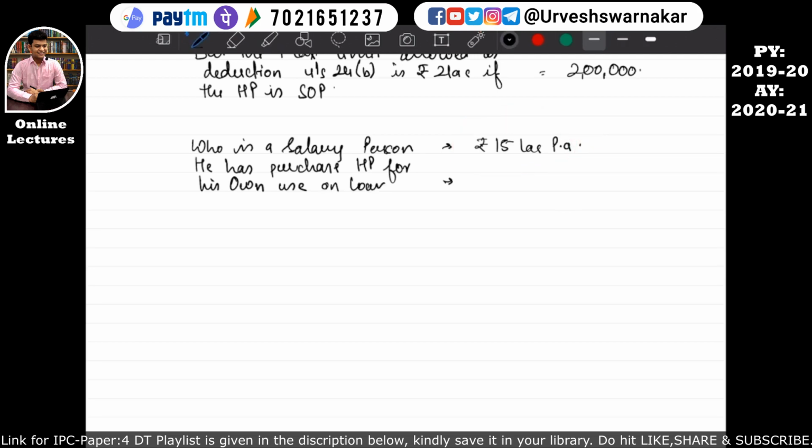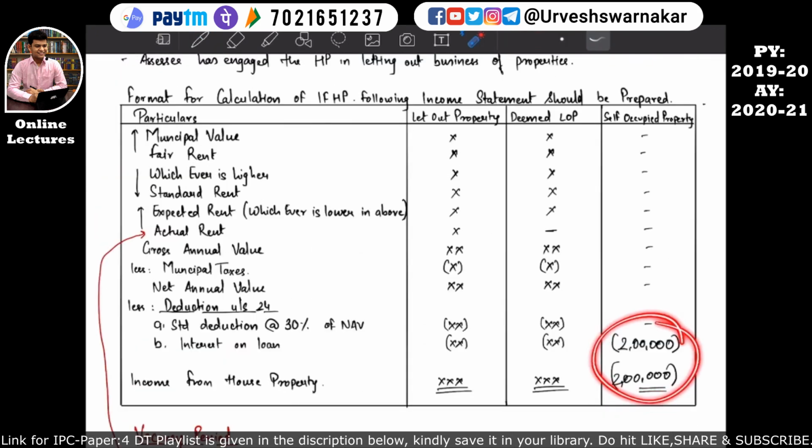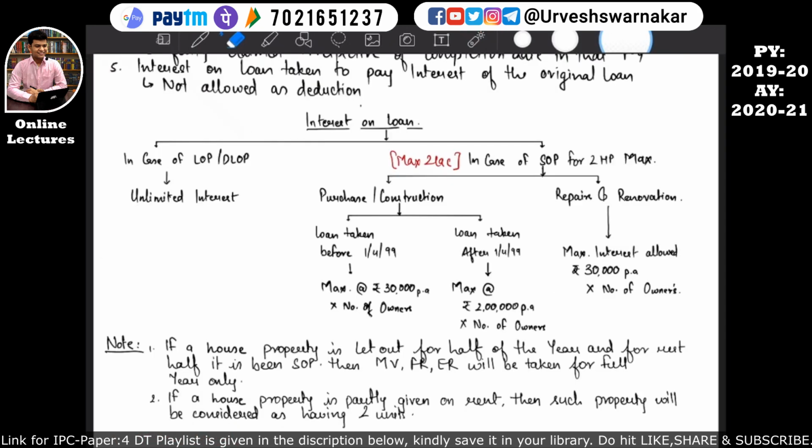Okay, so if 2 lakhs of interest is allowed as set off, that means his final income from salary will also get reduced. That means he has to pay tax on 13 lakhs. I hope this is quite clear to you all by now. I hope you all are understanding why this part in our notes in the table was so much important and why I was stressing so much. Okay, so I hope you all have understood this part.